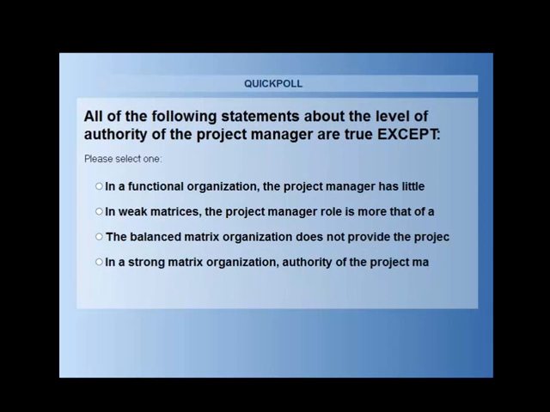Let me actually read these very quickly again to make sure I got the right answer. A functional organization, the project manager has little or no authority, which is correct. In weak matrices, the project manager role is more that of a coordinator or expediter. That's true. The balanced matrix organization does not provide the project manager with full authority over the project and the project funding, and that's true. So D would be the correct answer. It is that the authority of the project manager is not limited. In the strong matrix, it is quite strong.